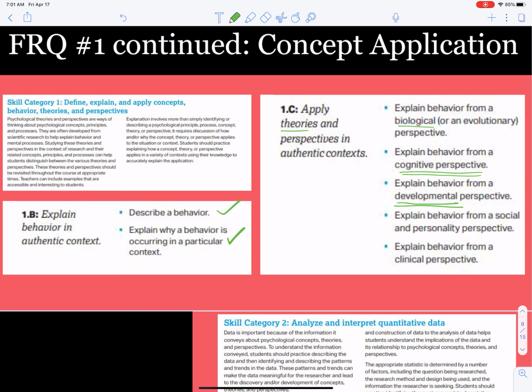We can also explain behavior from a social and personality perspective, where maybe the social circumstances that the person is in are leading to the behavior, or maybe it's part of their personality. We can also explain behavior from a clinical perspective. Okay, so that would be another type of way that they might assess you on your concept application.